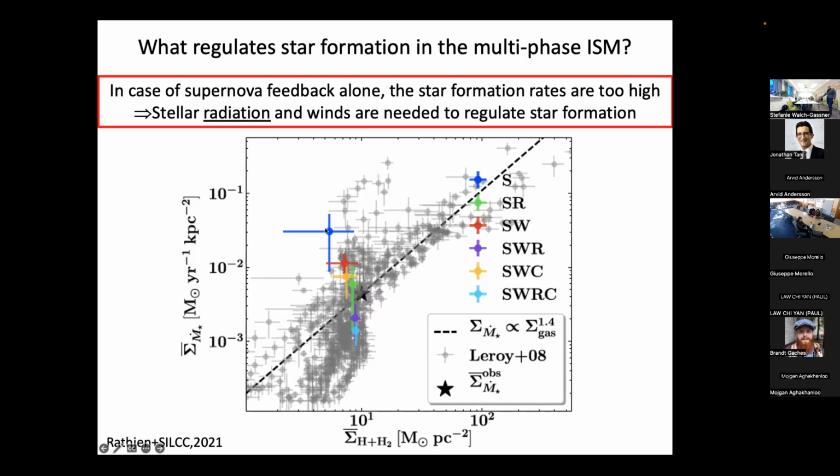And you can see that basically the supernova feedback alone produces star formation rates which are way too high compared to the observed data, which is shown in the background. And then as we switch on feedback, basically we go down in star formation efficiency. In particular, the radiation is very effective on these scales because we are not resolving the very dense gas on the scale of the SILCC simulations. And so here we can limit the star formation quite effectively.